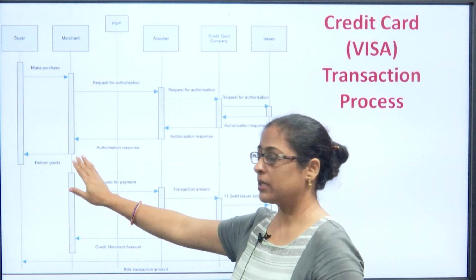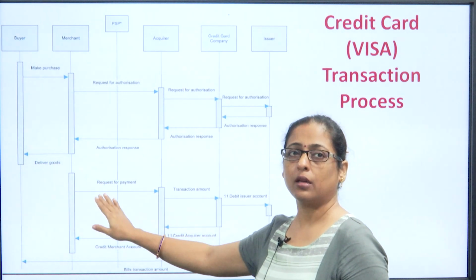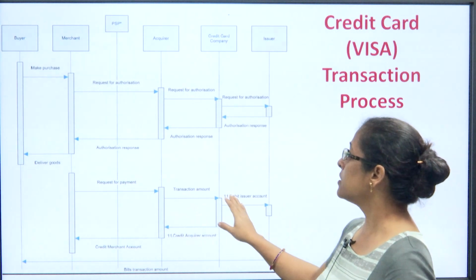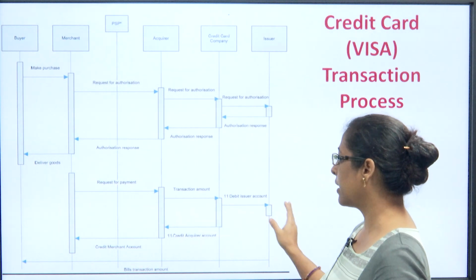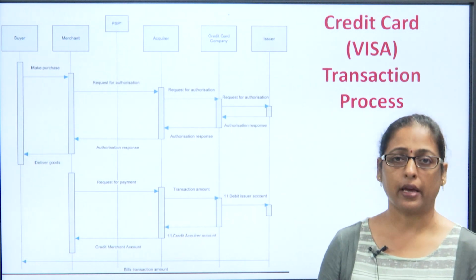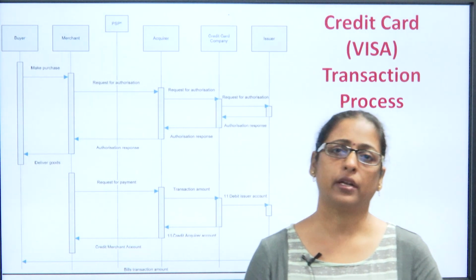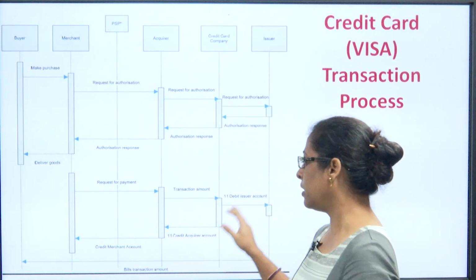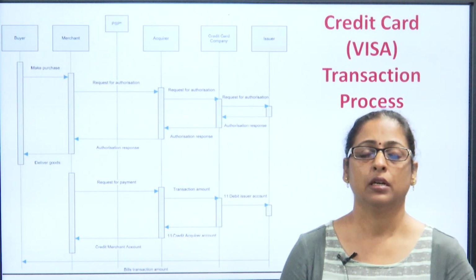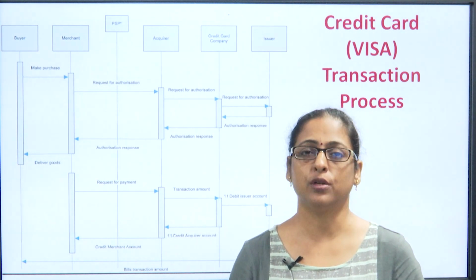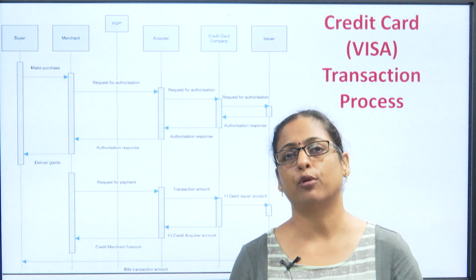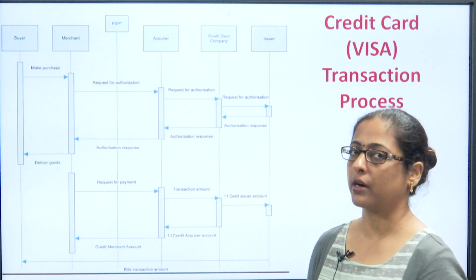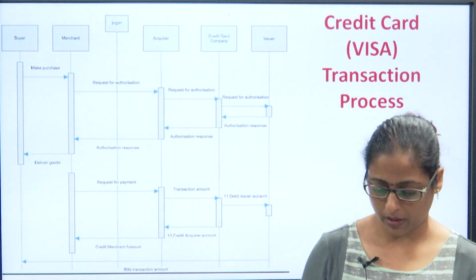However, once the delivery of the good is done, the merchant sends a request for the payment to the acquirer, which is sent from the acquirer to the company, and then after debiting the account, maybe it could be the bank account in case of a debit card, or the credit card account number in case of a credit card, the money is transferred. So, the merchant receives the money after 3 to 4 days of the delivery of the product. This is how credit card transactions normally happen in India.